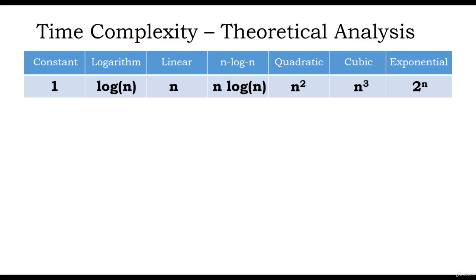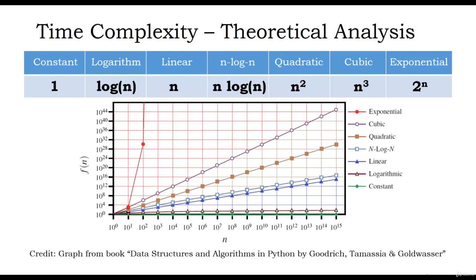These complexities are arranged in ascending order according to the time they take. That is, constant takes less time than log n, and log n takes less time than n. O of n will take less time than O of n log n, as well as n square, that is quadratic, O of n cube, and exponential. Algorithms having exponential time complexity take the worst time to compute. We have a chart to summarize. In this chart, you can clearly observe the time complexities for various numbers of inputs, that is n, on the x-axis and the f of n function on the y-axis.